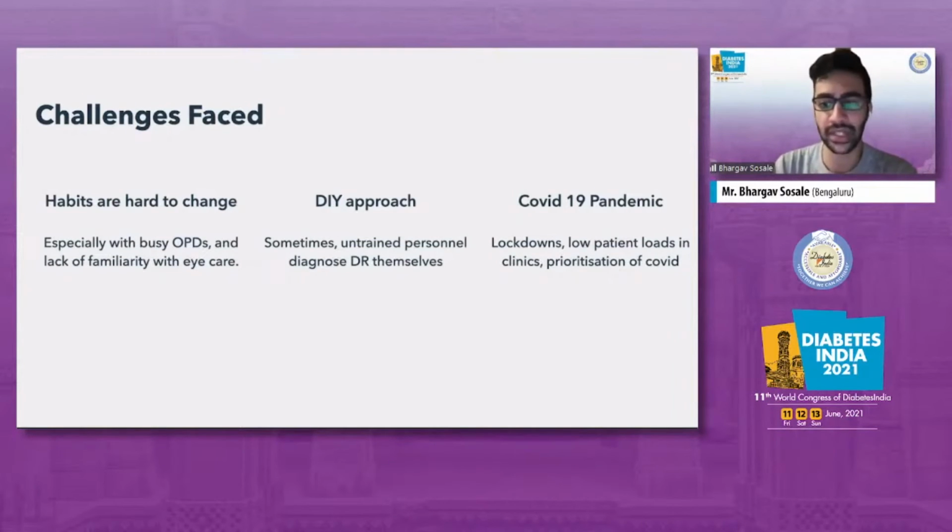And of course, most recently, we've had the COVID-19 pandemic with lockdowns, low patient loads in clinics, and the prioritization of COVID, understandably so. It does, however, mean that other diseases sometimes can take a backseat, including diabetes and diabetic retinopathy.